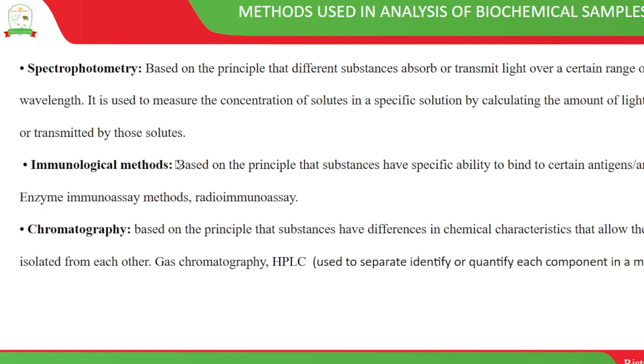Then immunological methods. These methods are based on the principle that substances have a specific ability to bind to certain antigens or antibodies. Examples are radioimmunoassay and enzyme immunoassay methods, immunosorbent methods of analysis also. So they are all under the immunological methods.